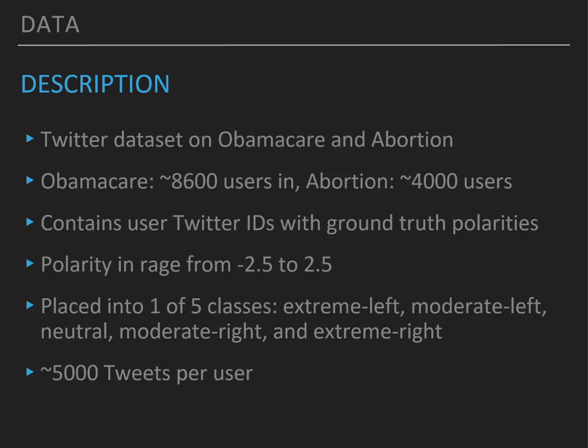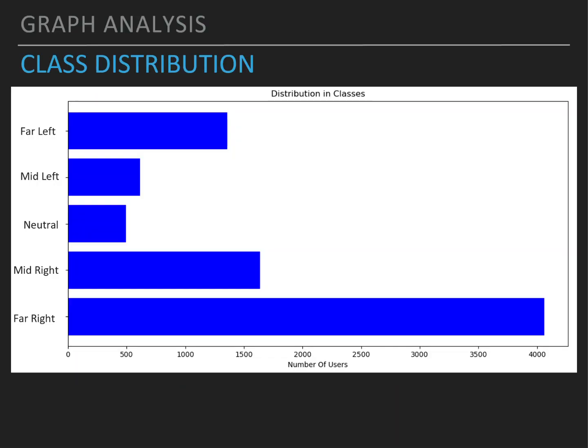For each user, we obtained their Twitter ID, an average of 5,000 tweets, and a predetermined correct political leaning for that user that was found by an independent source that considered tweets that contained links to news organizations with a known political leaning. The user was then placed into one of 5 categories based on their leaning, one of 2 extremes, 2 moderates, or a neutral class.